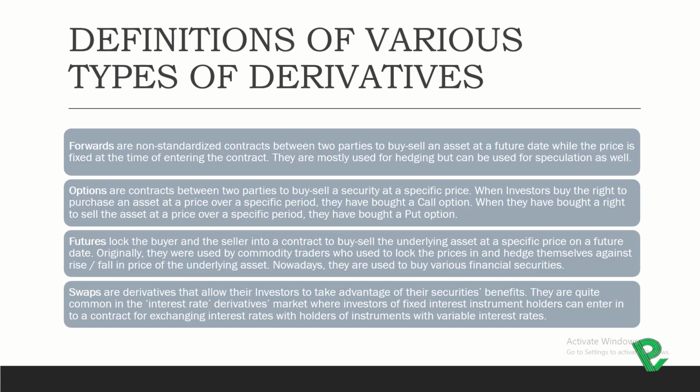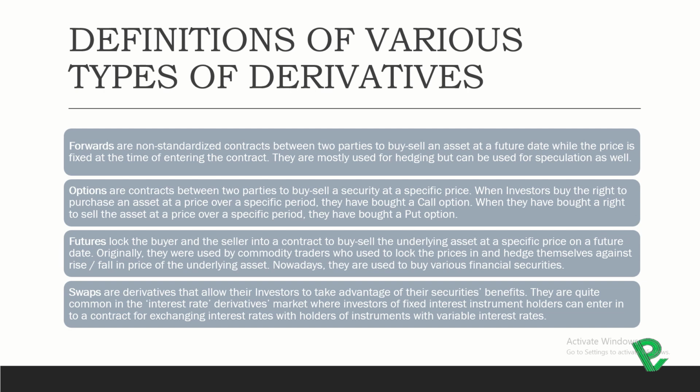Definitions of various types of derivatives. Forwards are non-standardized contracts between two parties to buy/sell an asset at a future date while the price is fixed at the time of entering into the contract. They are mostly used for hedging but can be used for speculation as well. Options are contracts between two parties to buy/sell a security at a specific price. When investors buy the right to purchase an asset at a price over a specific period, they have bought a call option. When they have bought a right to sell the asset at a price over a specific period, they have bought a put option.